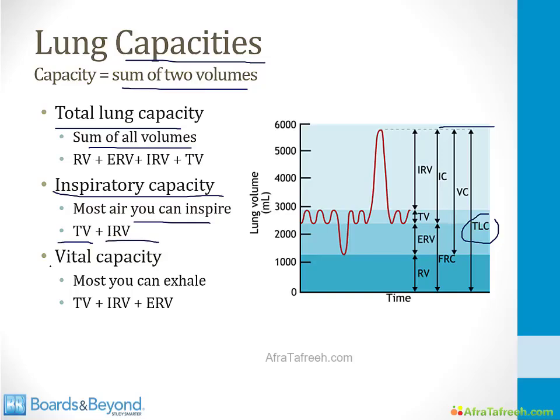Along those same lines, the vital capacity is like the reverse of the inspiratory capacity. This is the most air that you can exhale. So this is all the volumes in the lungs except the residual volume. So it's the tidal volume plus the inspiratory reserve plus the expiratory reserve. And I've shown all these capacities on this slide over here. This is the inspiratory capacity here. This is the vital capacity here, and the total lung capacity is over here.